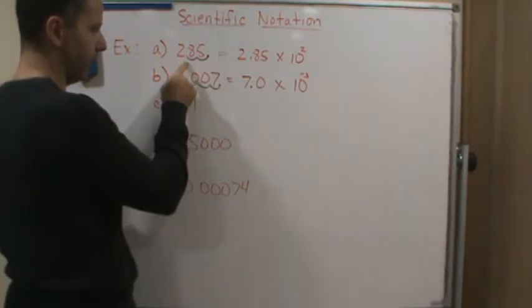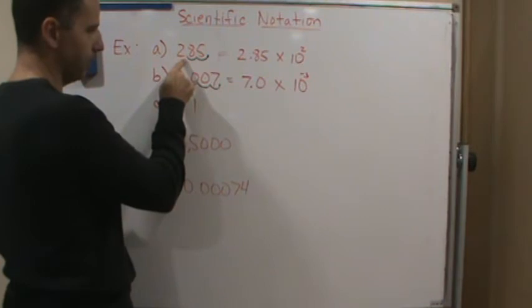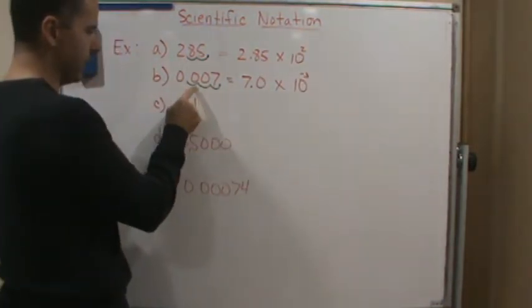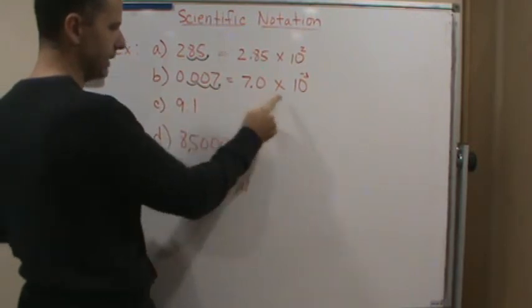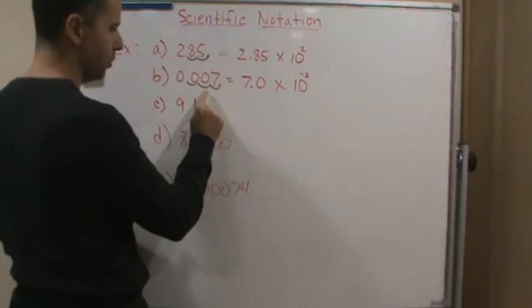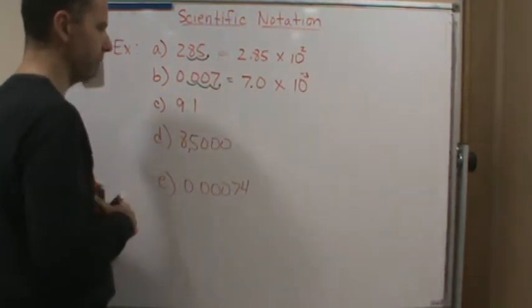So see what I did. In the first one, part A, I moved the decimal point where? To the left. And I ended up with a positive exponent. Here, I moved the decimal point to the right, and ended up with a negative exponent. Again, we want these two numbers to be equal. They have to say the same number. Okay?